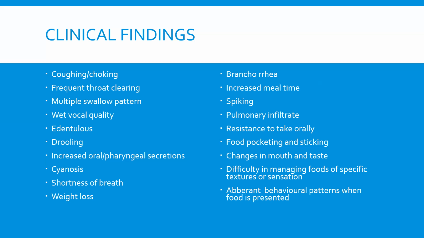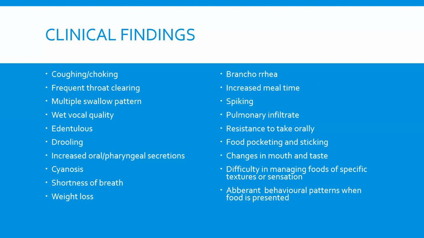So increased oral or pharyngeal secretions and cyanosis, the absence of air which causes the bluish coloration in the body, and shortness of breath, weight loss, bronchorrhea, increased mealtime spiking, pulmonary infiltrations, resistance to take orally, food pocketing and sticking, already discussed, and changes in the mouth and the taste, difficulty in managing foods of specific texture or sensation.